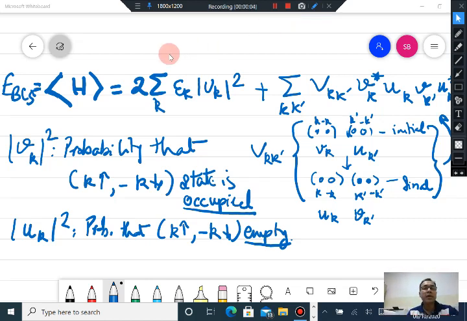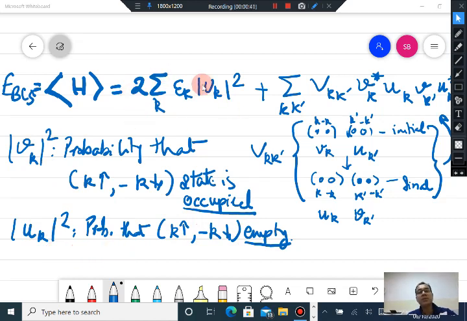We had looked at finding the expectation value of the BCS Hamiltonian, which has the kinetic energy term, the first term, which is twice the summation over k of Ek Vk square, where Vk square is the probability that the k spin up, minus k spin down state is occupied. Along with Vk square there is Uk square, which is the probability that the k up, minus k down state is empty. So Uk square plus Vk square should be equal to 1.